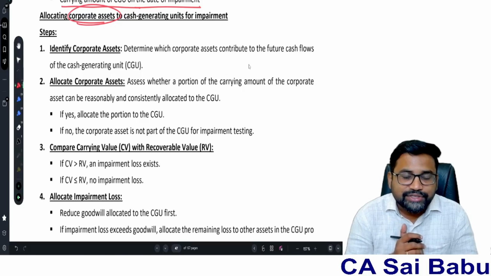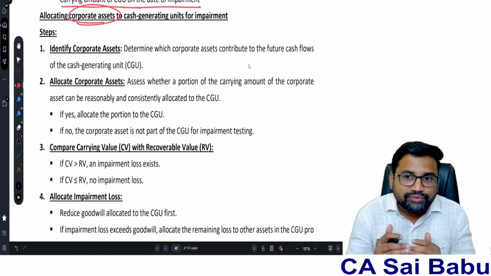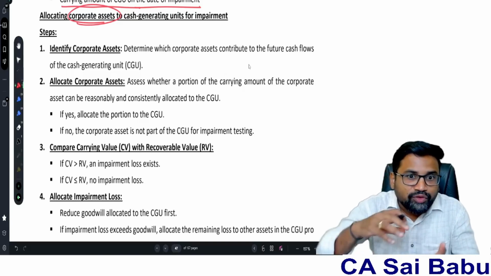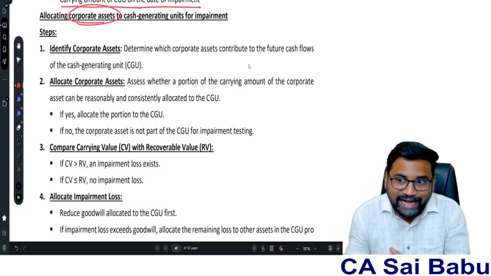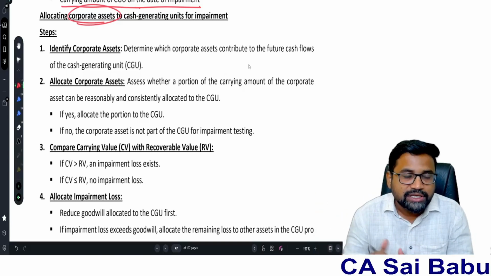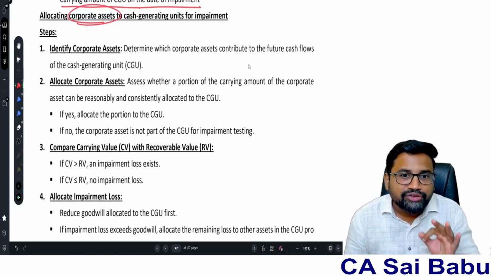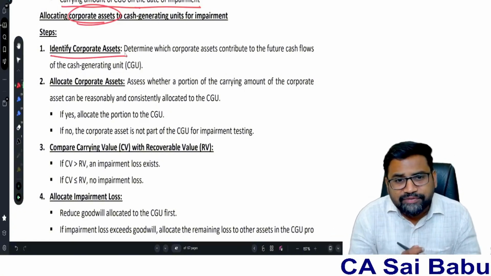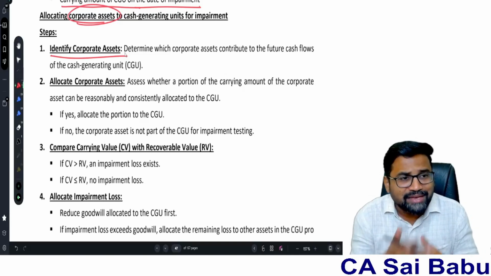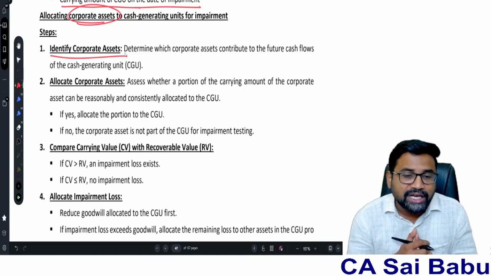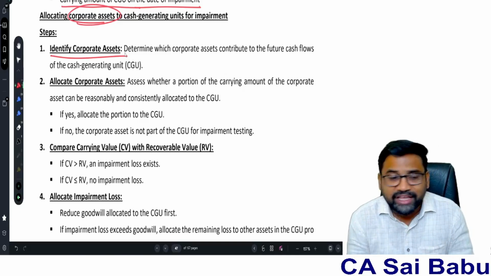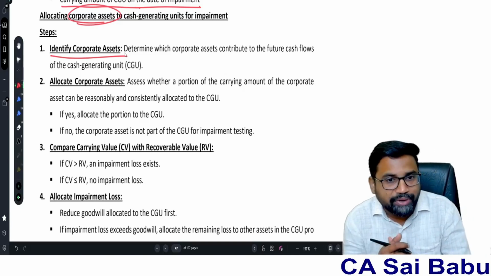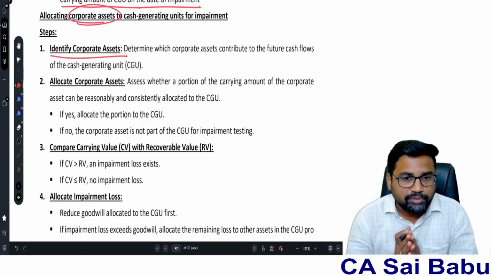Now coming to the next one, corporate assets. For corporate assets also, we need to test the impairment at CGU level, not at individual level. Therefore, whatever corporate assets the organization has, first we need to allocate between the CGUs. How do we allocate? First of all, we need to identify the corporate assets. Examples: company headquarters can be a corporate asset, company centralized IT infrastructure can be a corporate asset, or the company's overall brand can be a corporate asset. So first identify what corporate assets you have.